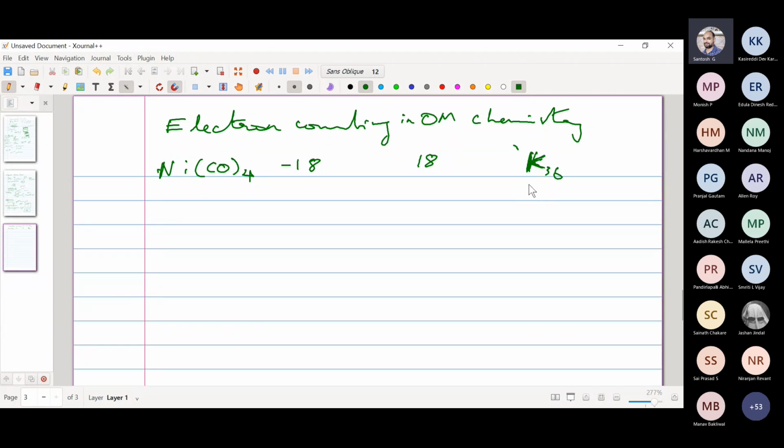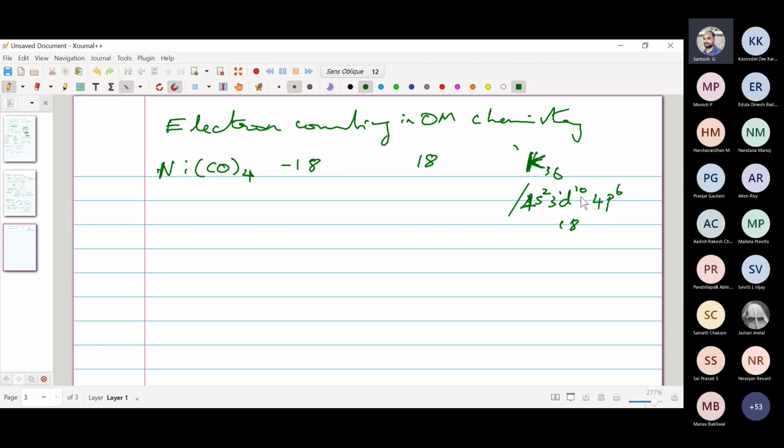and the valence configuration will be 3s2, is it 3s2 or 4s2? I think it's 4s2, 3d10, 4p6. Okay, this is the valence configuration. You add it up, it gives you 18 electrons.